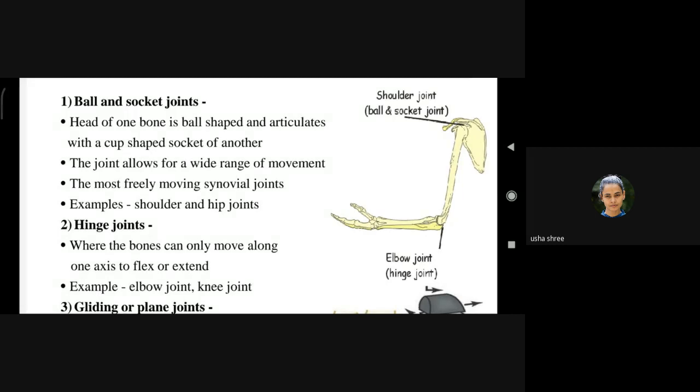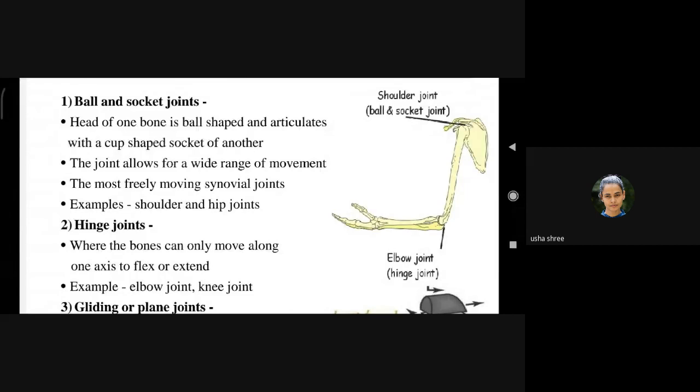Just like a hand holding a ball. So we can see a ball-shaped bone and a socket-shaped bone. That is why it is known as a ball and socket joint. The head of one bone is ball-shaped and articulates with the cup-shaped socket of another. The joint allows for a wide range of movement. This is the joint which moves the most. The range of motion in our body is highest in ball and socket joints.